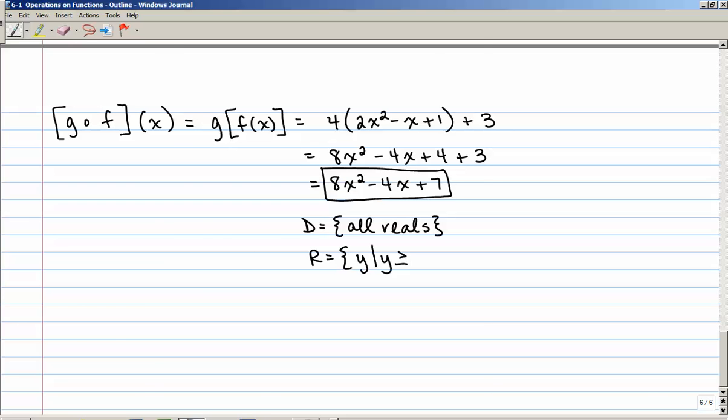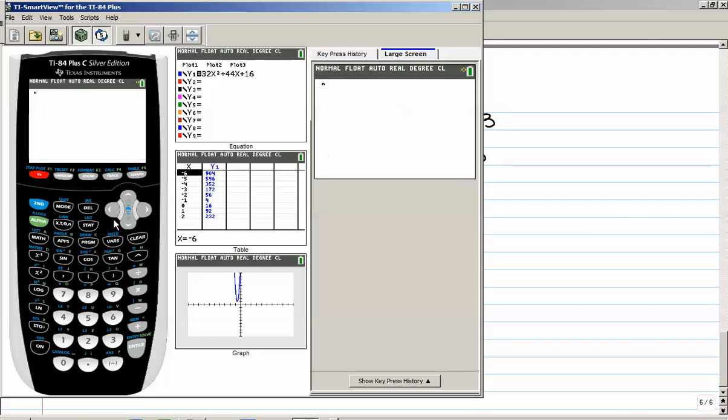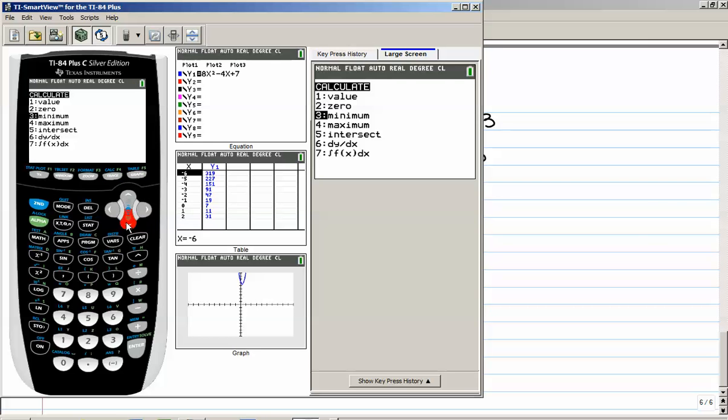So y is going to be greater than or equal to, let's go back to our calculator and put this one in. So 8x squared minus 4x plus 7. Let's take a look at the graph of that. Okay, so I need my minimum y value. What's the y value of this minimum right here? So again, second trace, select minimum.